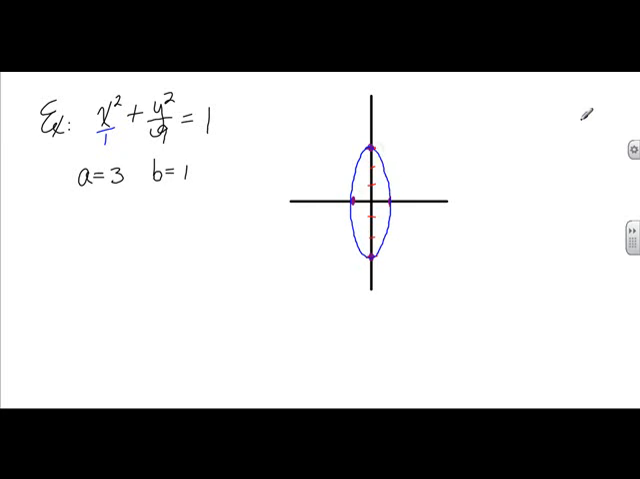Okay, we're going to need to write down coordinates for the vertices. Vertex 1, I'm going to label at the top, vertex 2 at the bottom. So vertex 1 has to have coordinates (0, 3). Vertex 2 has to have coordinates (0, -3).